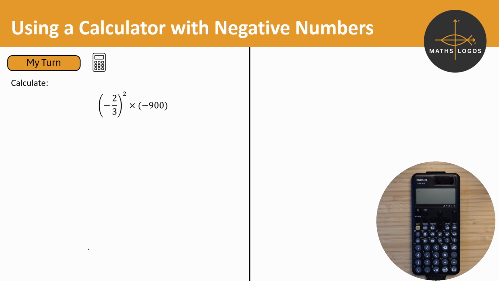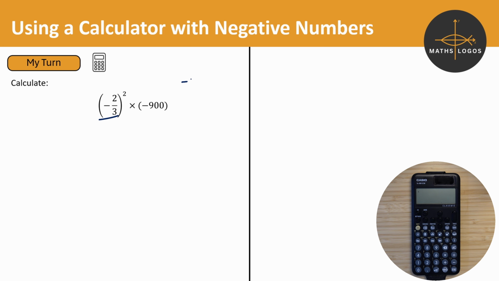Hi everyone, in this lesson we're going to look at using a calculator with negative numbers. Our first example says calculate (-2/3) squared multiplied by -100. What I want to draw your attention to is that when we have a negative number, we want to place it inside brackets like this when we're squaring it.